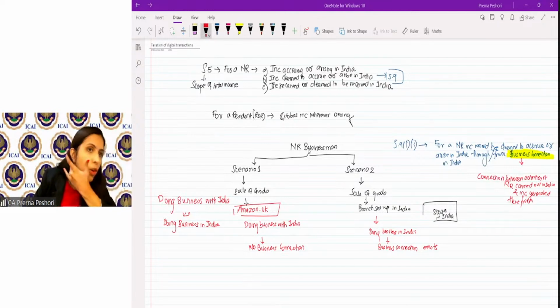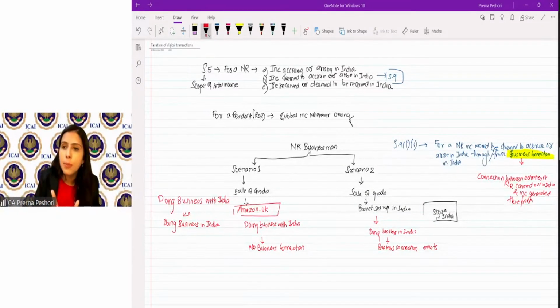What are the double tax avoidance agreements? Double tax avoidance agreements are basically the agreements which are signed between, or which are entered into by, two sovereign nations to avoid the double taxation on the same income in two different countries. Are we clear? Why? Because he is a non-resident.